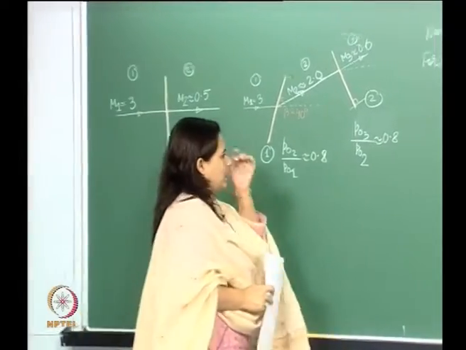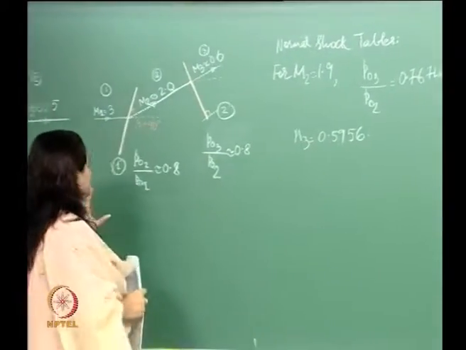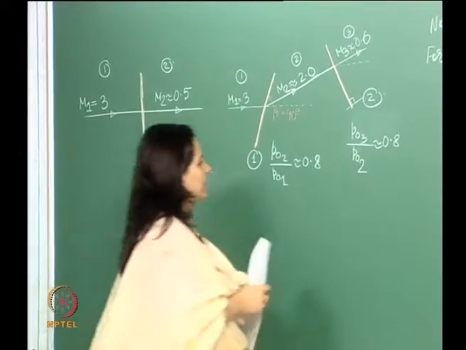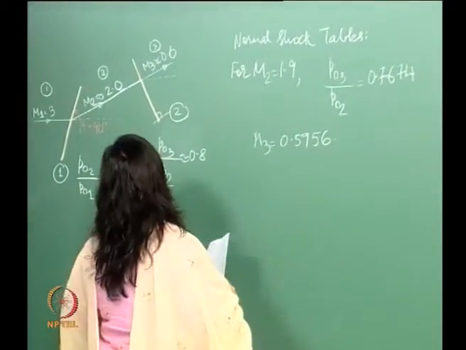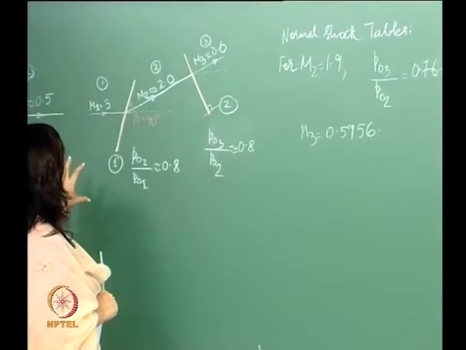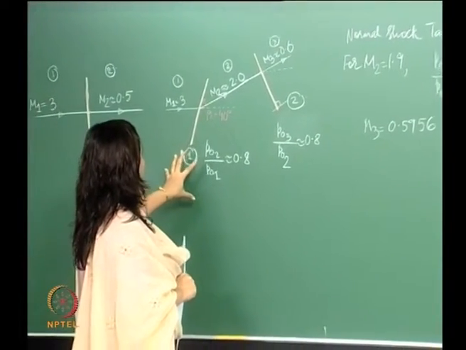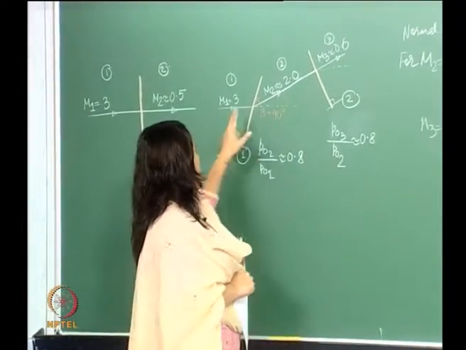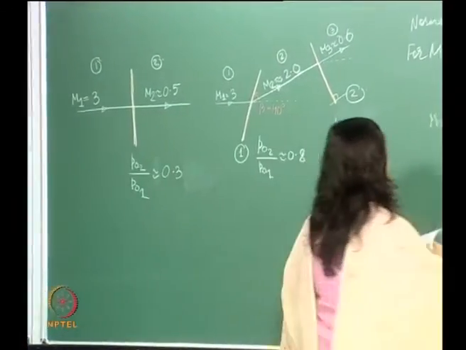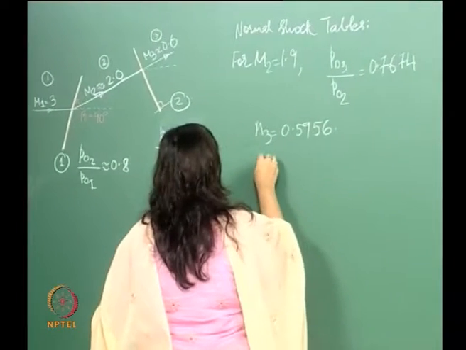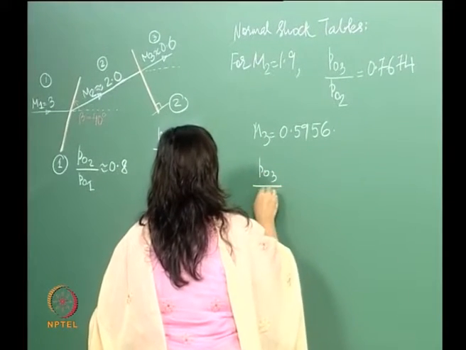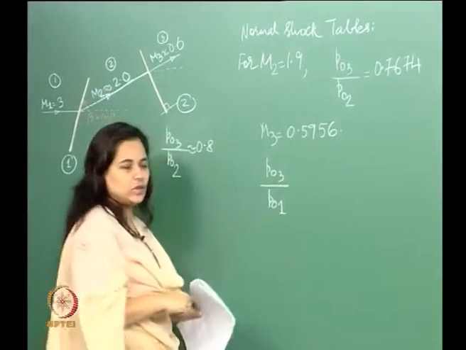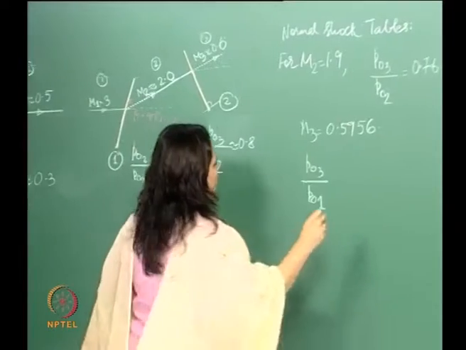Now our job is basically to find out whether this is more viable or this, and why. So what we need in this particular shock structure is the total loss, the change in total pressures in 3 compared to 1. So for this case, if I have to calculate P03 by P01, by this time you should have some idea.